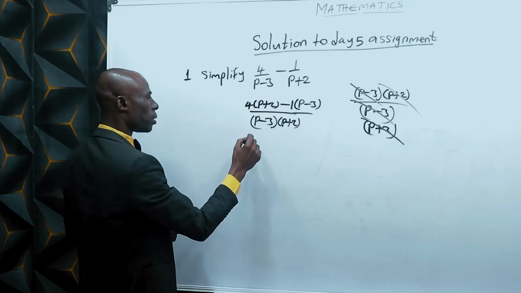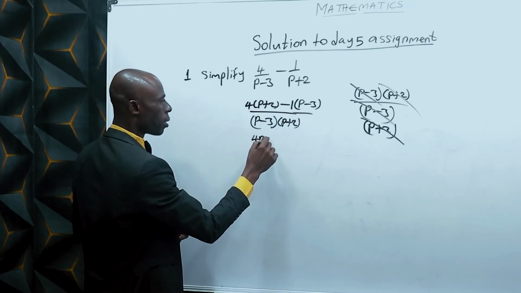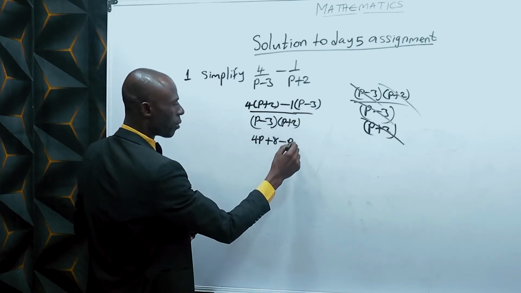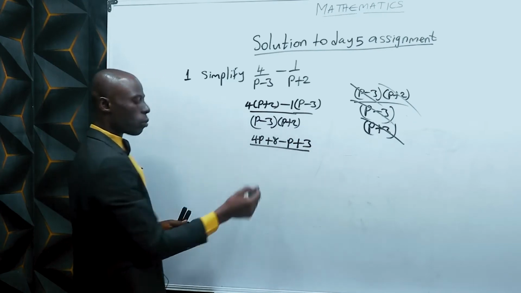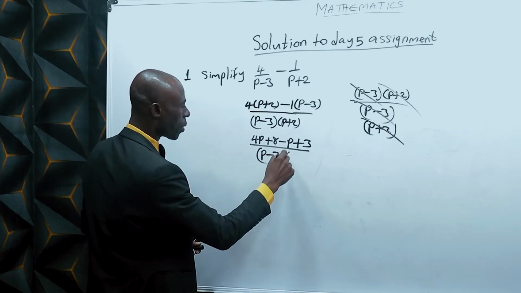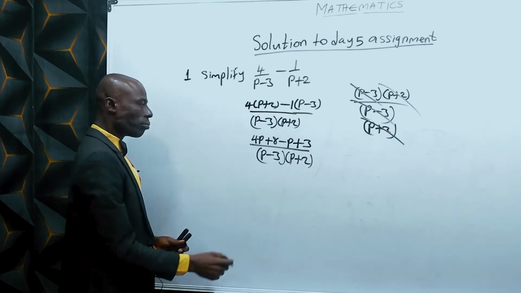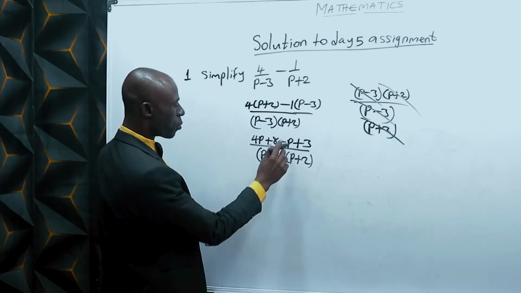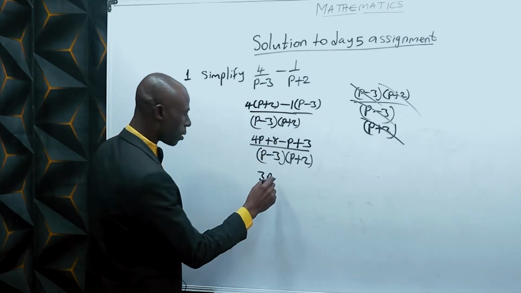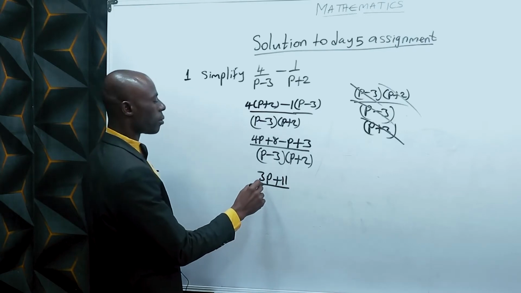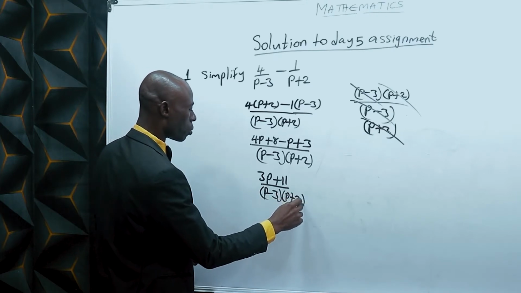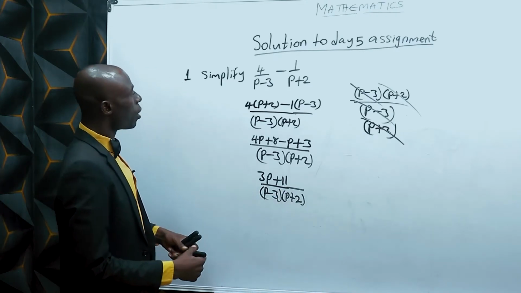Opening the brackets, in each case, you have 4p plus 8, minus 1 times p is minus p, minus 1 times minus 3 gives you plus 3, all over p minus 3 into p plus 2. 4p minus p gives 3p, plus 8 plus 3 gives plus 11, all over p minus 3 into p plus 2. And that is the end of that.